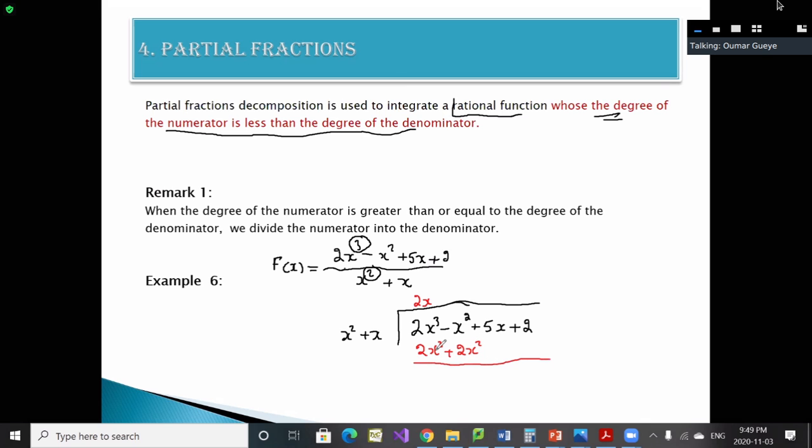So when you subtract the first line minus the second one, you get 2x cubed minus 2x cubed, which is 0. Minus x squared minus 2x squared is going to be minus 3x squared. And you have 5x now. Here is 0. So 5x minus 0 is just plus 5x plus 2.